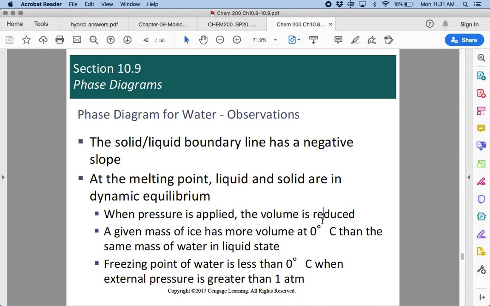And this is one of those things that we see in our day-to-day lives, where we know that the ice form, the solid form of our material water, is less dense than the liquid form. We know that because ice floats in liquid water. So the solid is actually less dense. At the melting point, the liquid and solid are in dynamic equilibrium, just like we talked about with vapor at the boiling point, that vapor equilibrium. We can have that in the liquid state as well. When pressure is applied, the volume is reduced.